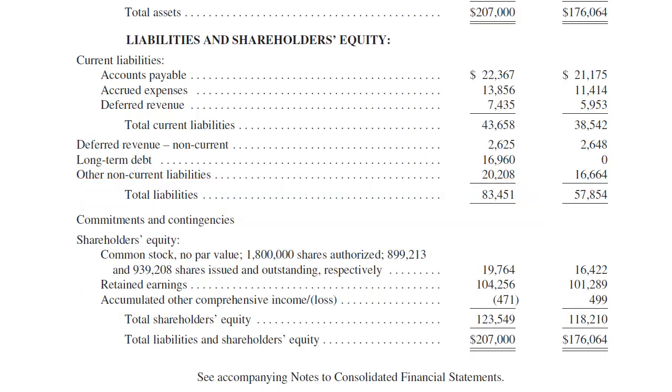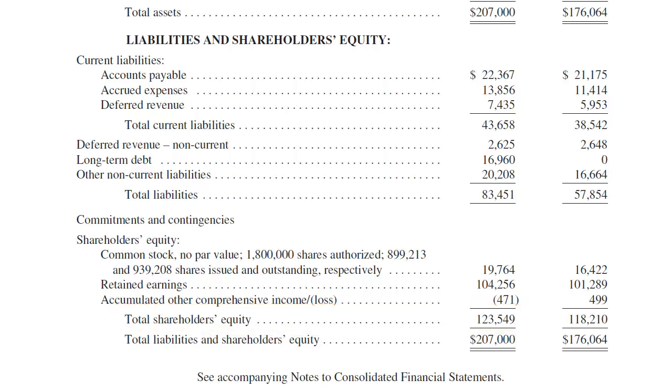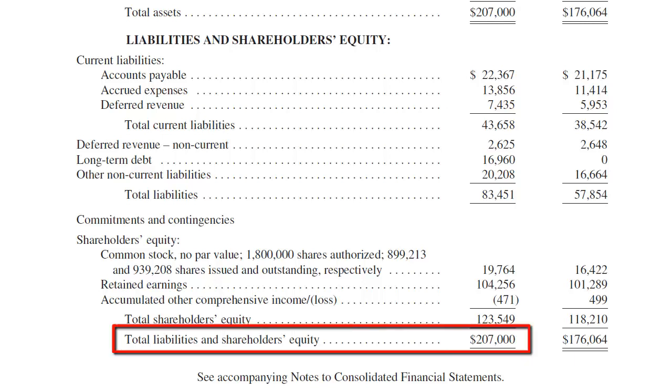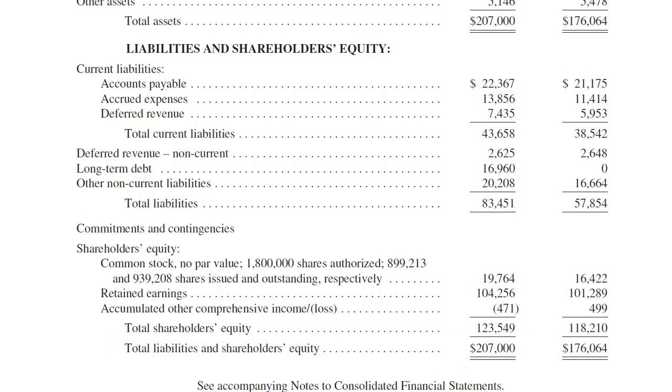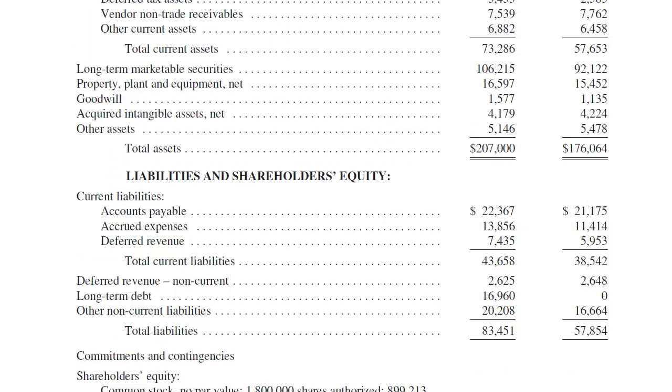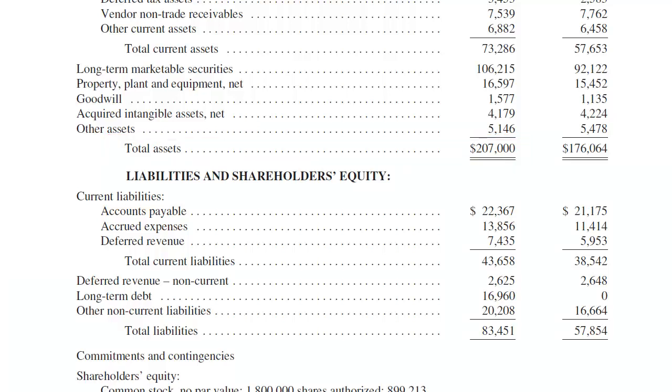Finally, we have information on shareholders' equity. Total shareholders' equity for Apple Corporation was about $123.5 billion. Total liabilities and shareholders' equity was $207 billion. This is the same as the amount of total assets reported above, right here. As we saw earlier, total assets equal total liabilities and shareholders' equity.